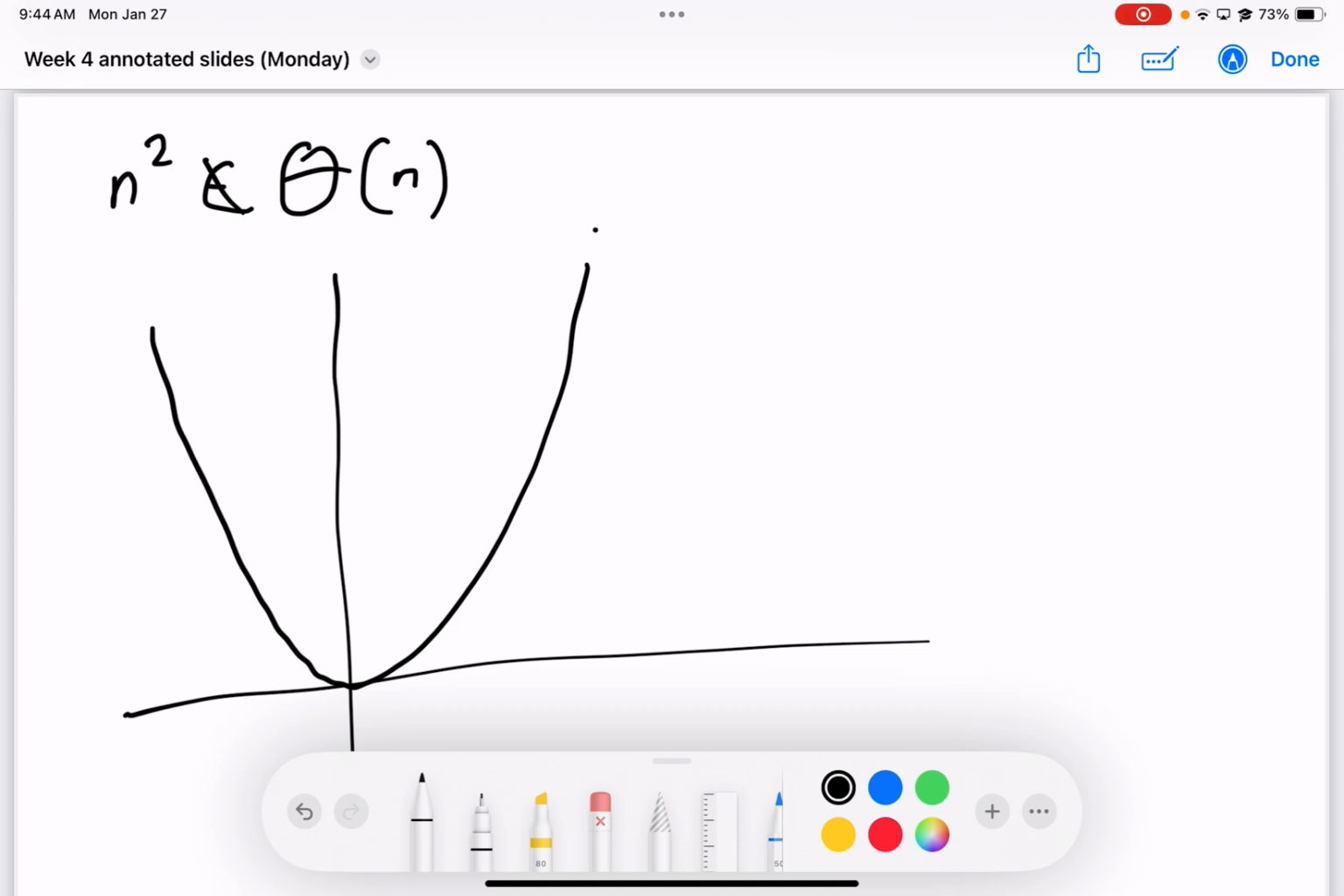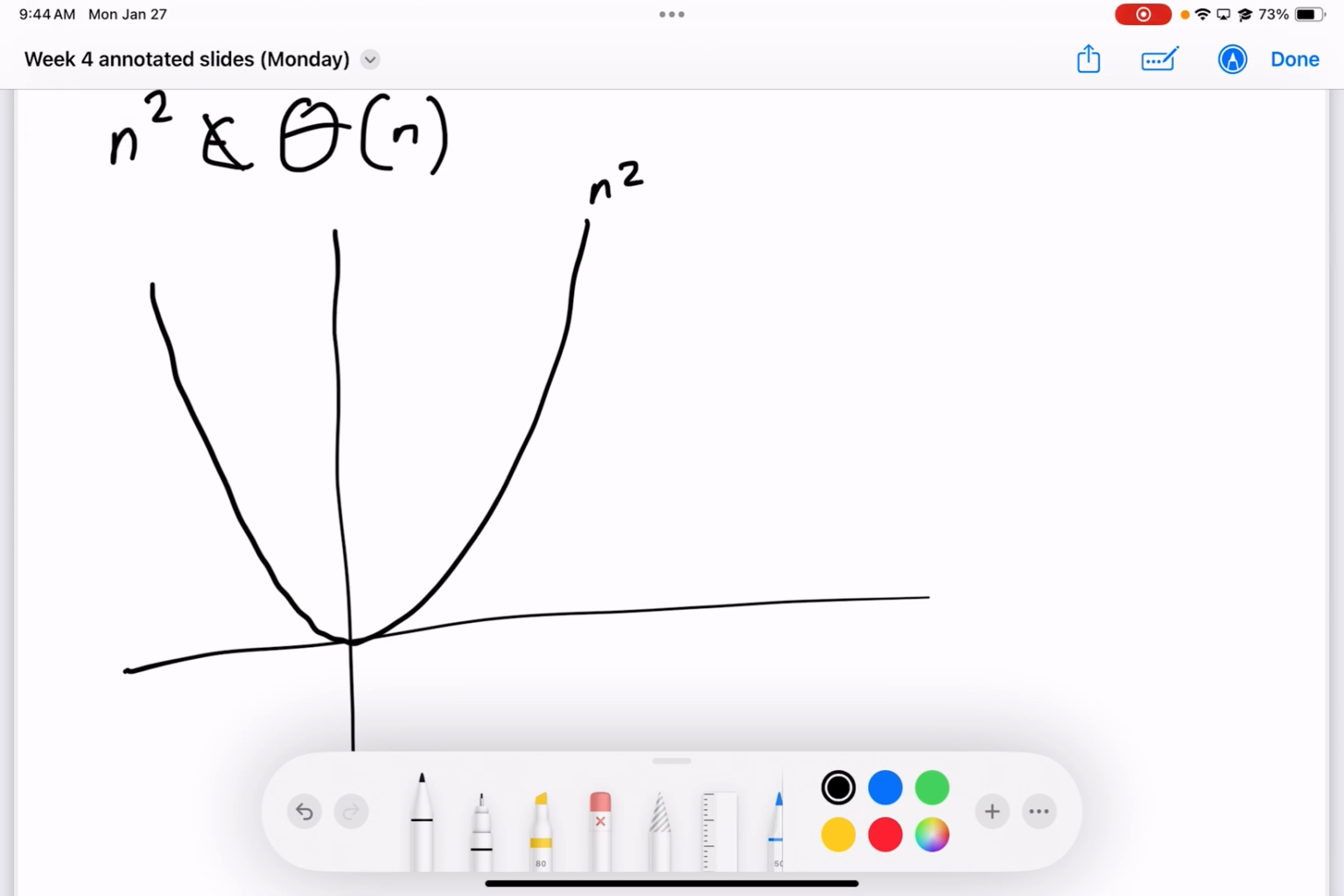So we got n squared. And then we're going to attempt to bound it between two constant multiples of n. Bounding it below is simple enough. I just set m1 to 1, and then, yeah, obviously n squared is bigger than that.